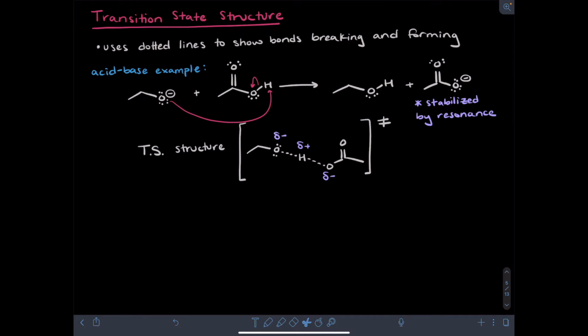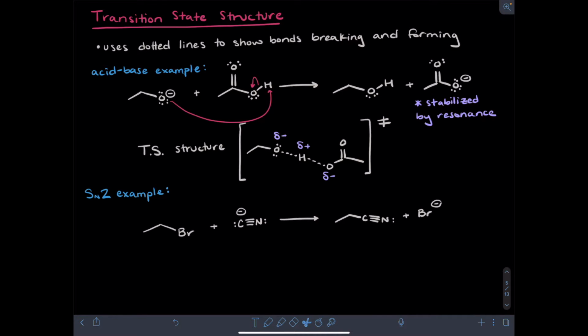To draw the transition state structure, I would show the OH bond that's forming and the OH bond that's breaking as dotted lines. The oxygen of the ethoxide and the oxygen of the acetate that have negative charge in the starting material and the products each have partial negative charge at the transition state, and the proton that's moving between the two is going to have partial positive charge. This is because at the transition state, it no longer has a full bond. It rather has two partial bonds, which are weaker than a full bond.